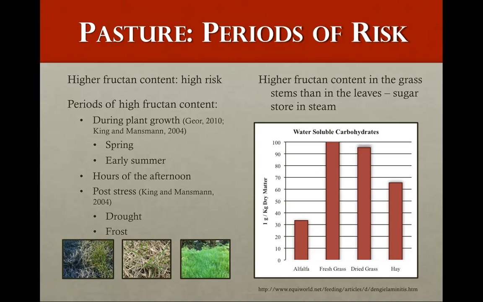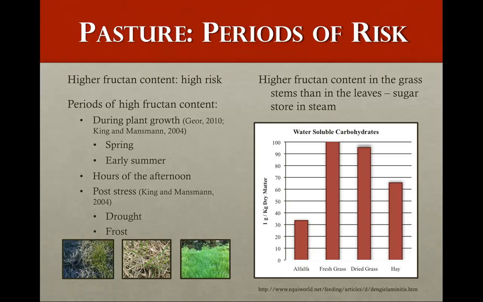So what are the periods of risk? Well, the higher the fructan content within the grass of a pasture, the higher the risk to the horse. Despite the fact that fructans clearly pose a problem to the health of pasture-fed horses, there are managerial procedures that can be implemented to limit the occurrence of laminitic problems.